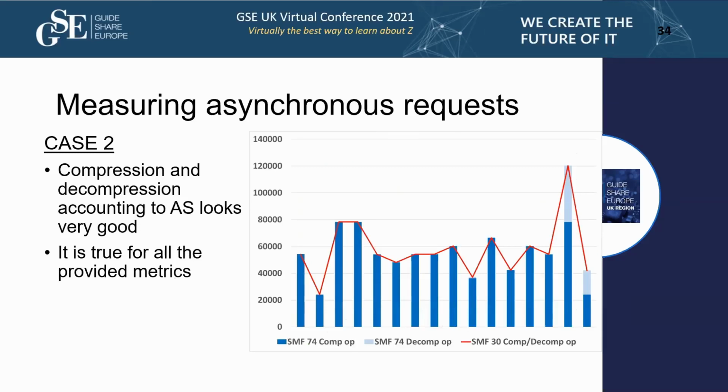As mentioned before, the accounting to the address space looks very good. In this graph, we reported the compression and decompression operations taken from SMF74. They are reported in dark blue and light blue. And with the red line, we included in the graph also the SMF30 compression and decompression operations, which, as you know, are provided by just one metric. And you can see that the numbers are pretty identical.